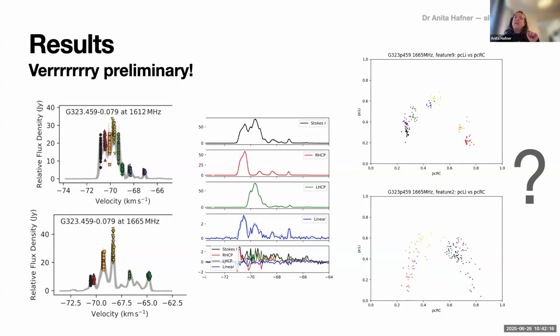I find that for a majority of the features towards this region, when I plot the percentage of right-hand circular polarization, or even left-hand circular polarization, against the percentage of linear polarization on the y-axis, I get these semicircular patterns. The colors here don't really mean anything. Each of those dots represents a different epoch, a different day of observation. I just noticed that some of them happen to be clustered into little blobs, so I assigned them a color so that I could see how they change.